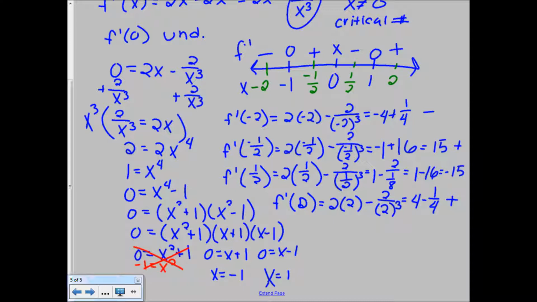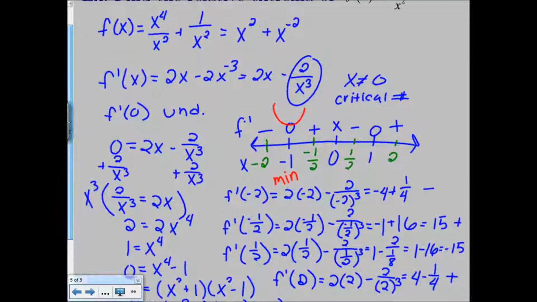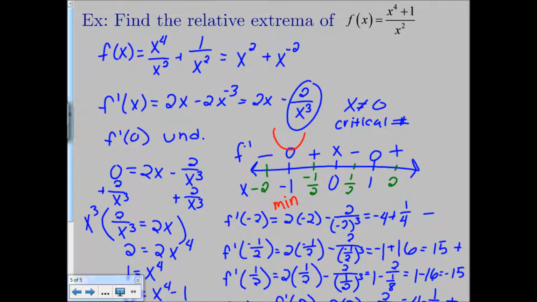Now all we have to do is write our answer up. Looking at our sign changes, since we're going from negative to positive here, we're going to have a minimum. And then looking carefully at that undefined value at 0, if we look back at our original function, 0 is undefined for the whole domain, so x can't equal 0. 0 is actually a vertical asymptote there.